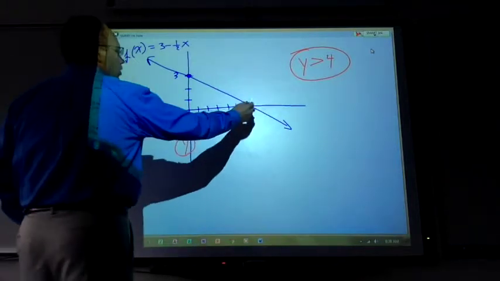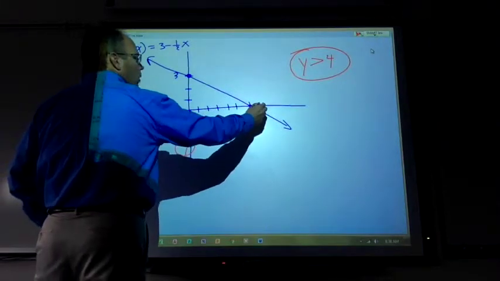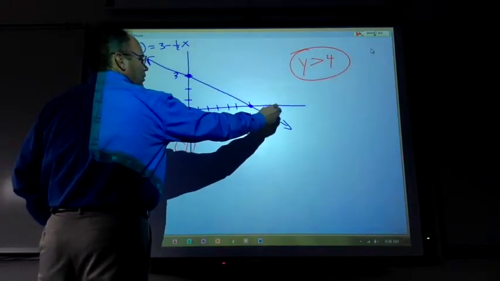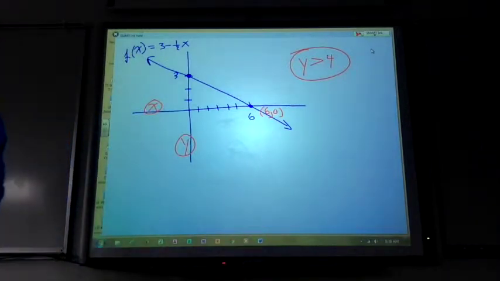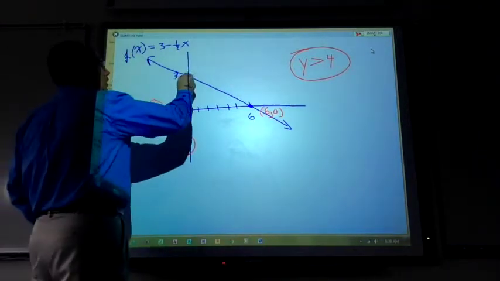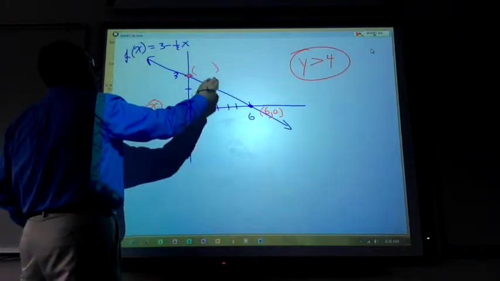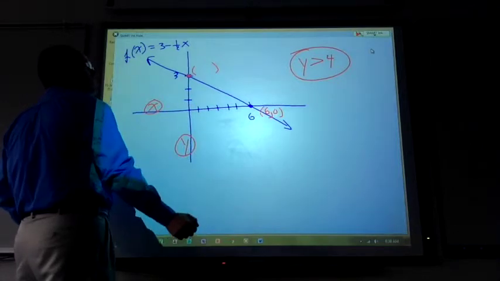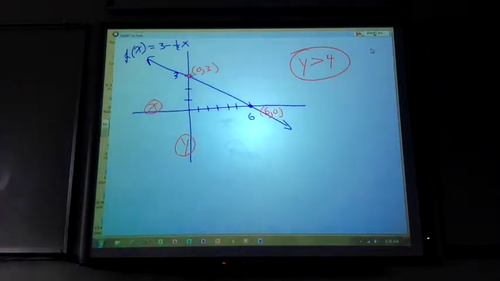So is my y larger than 4 here? No. This is the point 6 comma 0. Do you agree with that? Yes. Is my y greater than 4 right there? No. Let's take a look right here. What is this point? 0, 3. Is my y value bigger than 4 at that point? No. I've got to look at my graph.